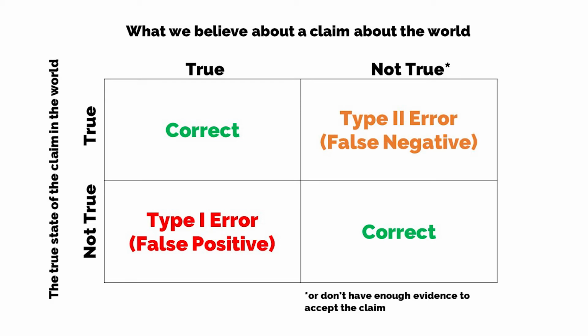The first way is to believe that something is true when it actually isn't, a false positive. This is called a type 1 error. Another type of error that we can make is a false negative. In other words, we fail to believe something is true when it actually is. That's a type 2 error. Now, both of these errors are bad because they mean we're not accurately representing the world.